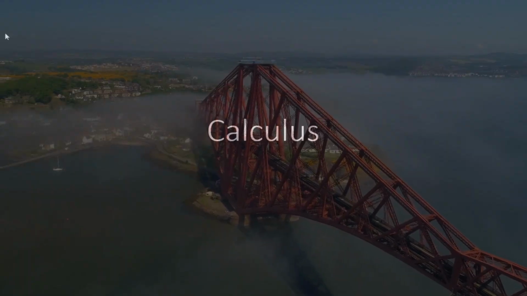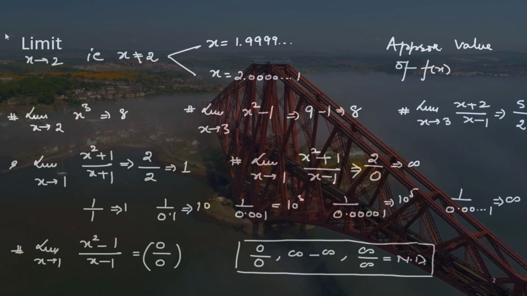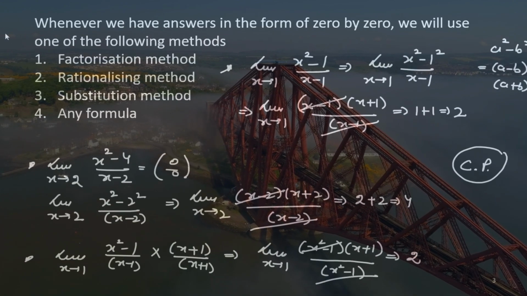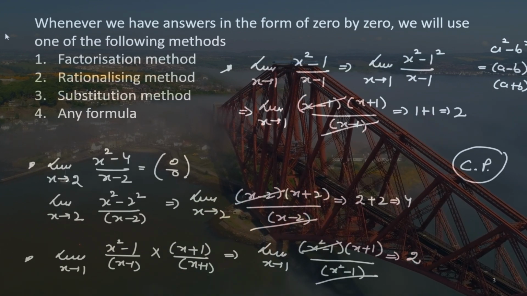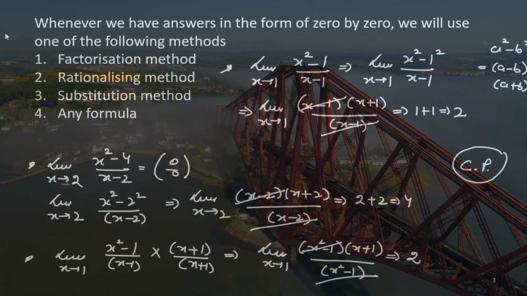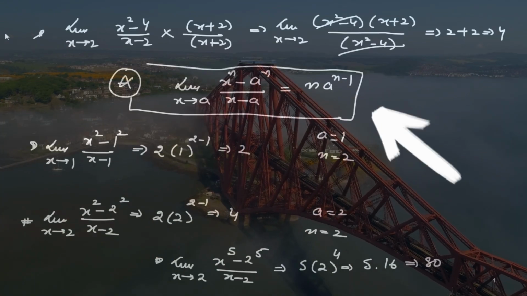In part 3, today we will talk about how to calculate the maximum and the minimum value of a function. In part 1, we talked about calculus, in which we discussed limit, what we mean by limit, and how to calculate the approximate value of a function. Whenever we have an answer in the form of 0 by 0, we use the factorization method, rationalizing method, substitution method or any formula.